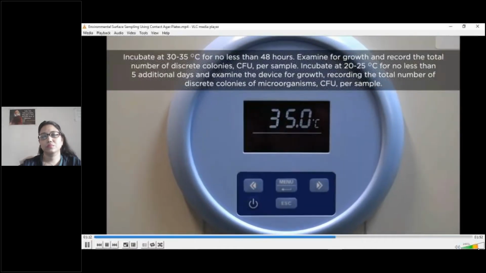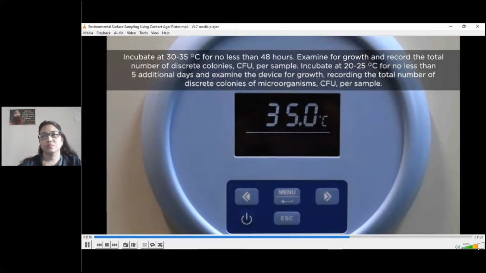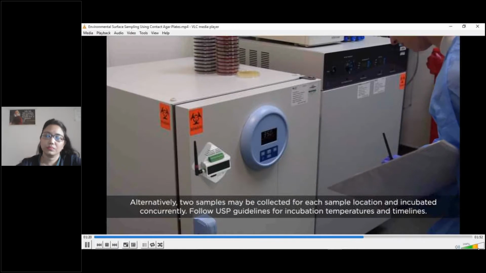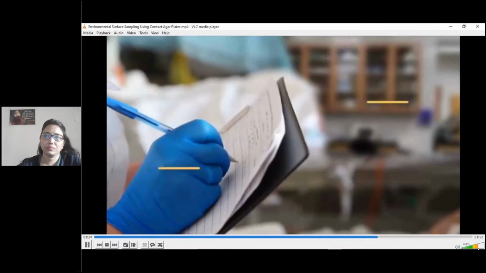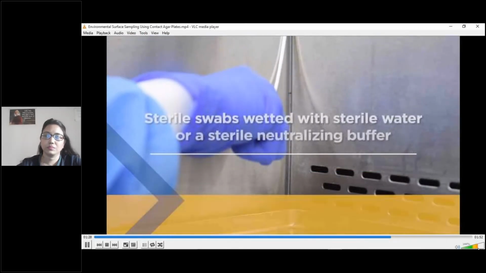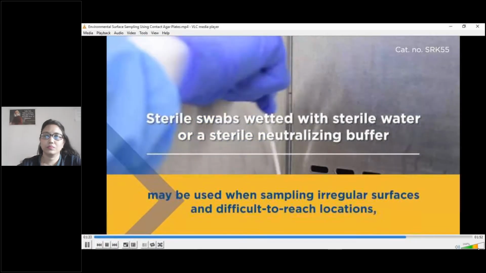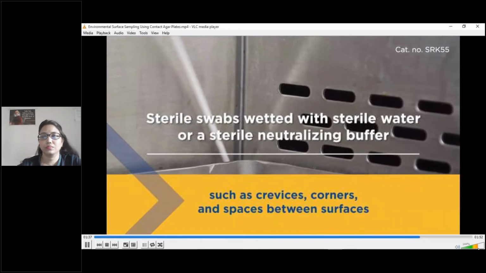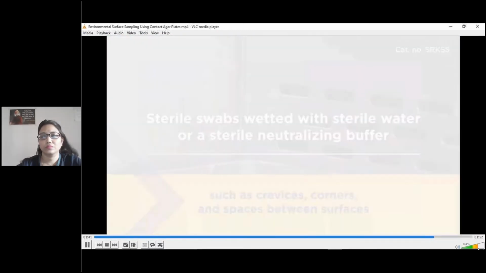Samples must be incubated in a calibrated incubator at temperatures that will promote growth of bacteria and fungi. The incubator temperature must be monitored during incubation, either manually or by a continuous recording device, and the results must be reviewed and documented. Sterile swabs, whether with sterile water or sterile neutralizing agar, may be used for sampling irregular surfaces and difficult to reach locations, such as crevices, corners, and spaces between surfaces.